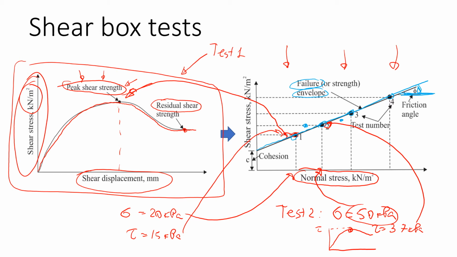So the friction angle is going to be tangent. Tangent phi is change in shear stress to change in normal stress. And you will see where this failure envelope line crosses the shear stress axis. So you just measure this distance, and this is cohesion. Cohesion, and we use C for cohesion.